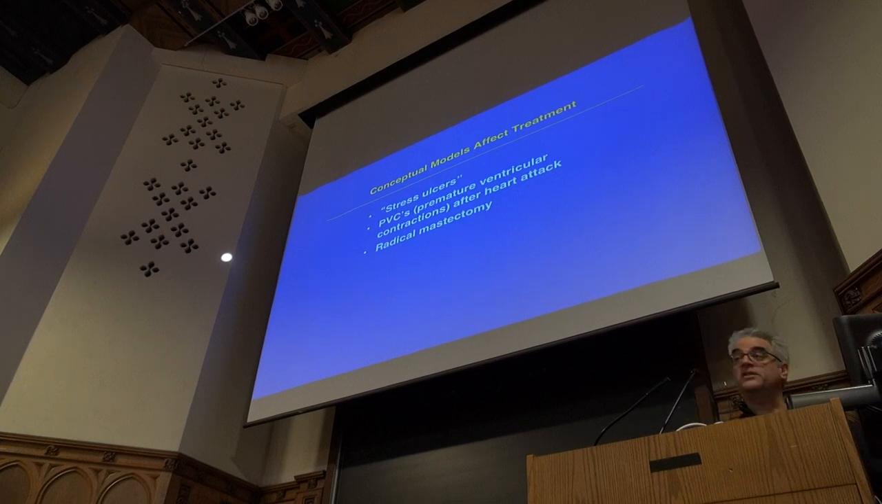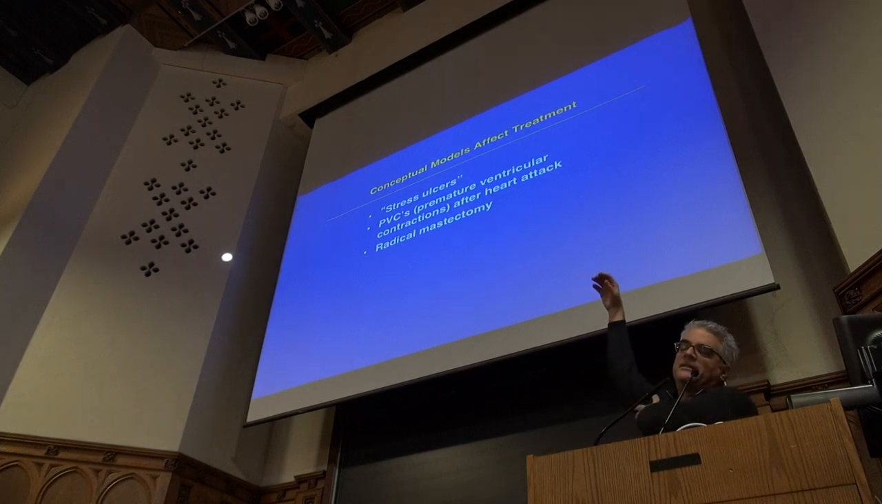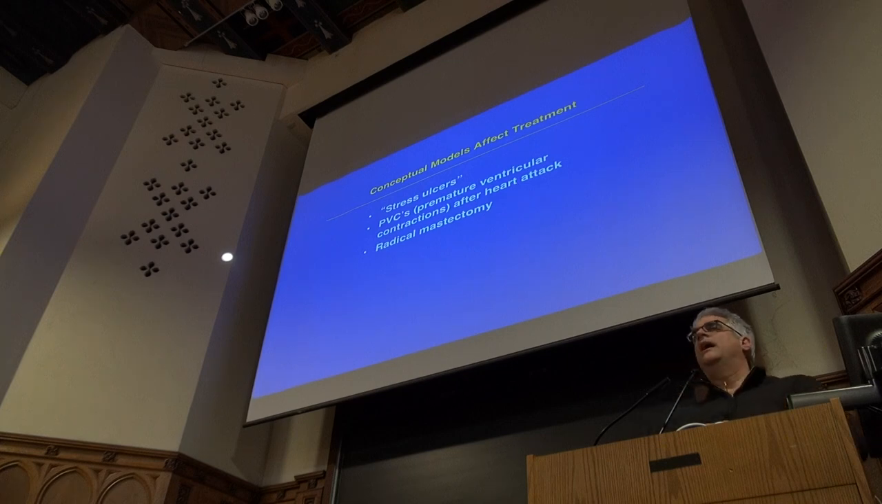Radical mastectomy is another example. For years, it was the practice when a woman had breast cancer to remove the whole breast and do this dissection up to her axilla and remove the nodes and often remove part of the pectoral muscle. Very extensive procedure, and many years later, it was shown that actually you don't need to remove the whole breast. You can do lumpectomy and radiation, so-called breast-conserving surgery. More conservative is equally effective.